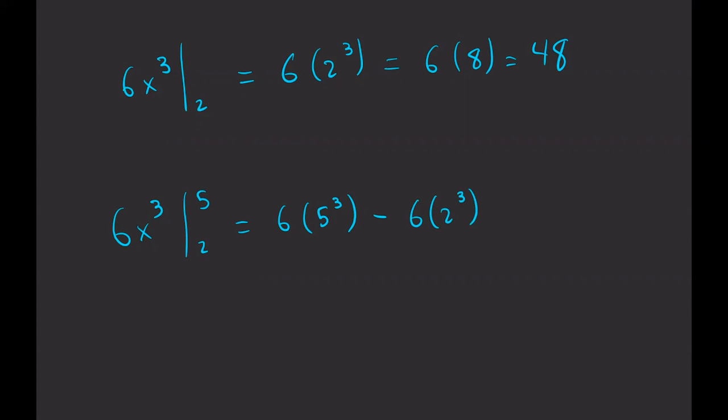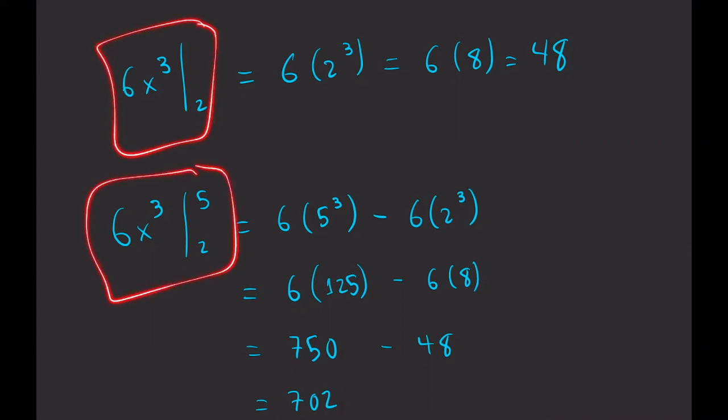And so then we have a little bit more work to do here. 5 cubed is 125 minus 6 times 8. 6 times 125 is 750, if I'm doing that math in my head correctly, minus 48, 702. There we go. And so just a difference right here where, oh, erased on accident. Just a difference here in sort of notation.